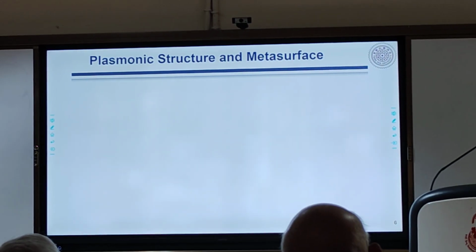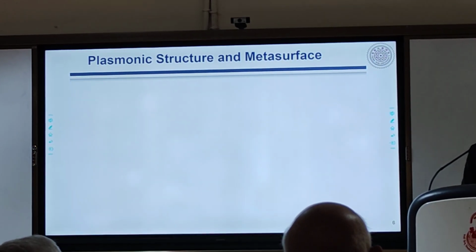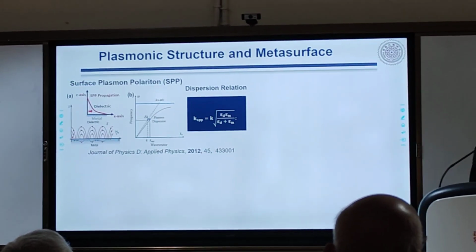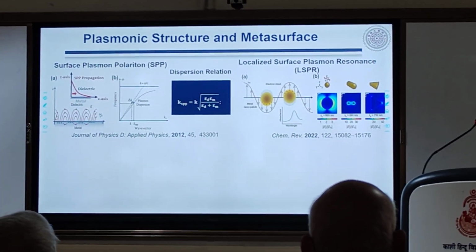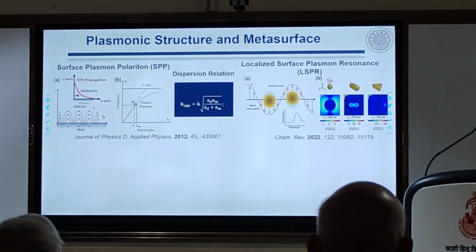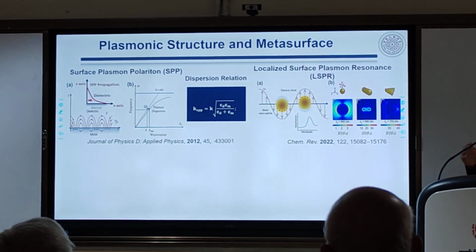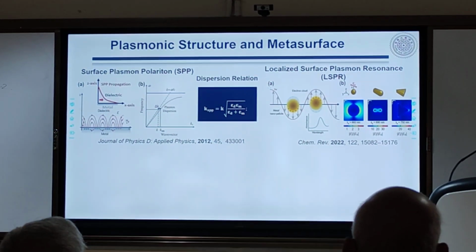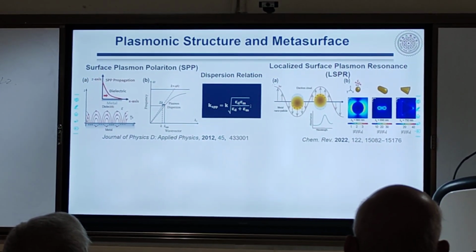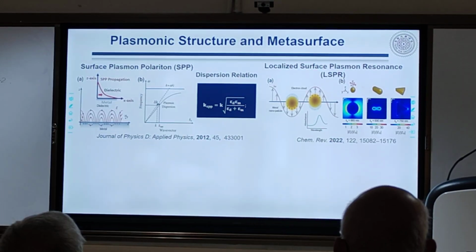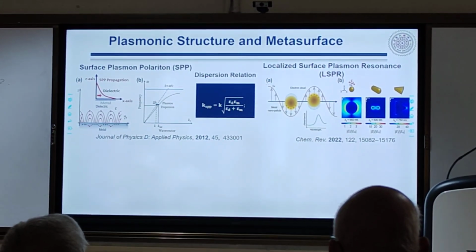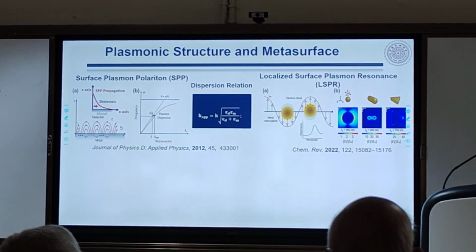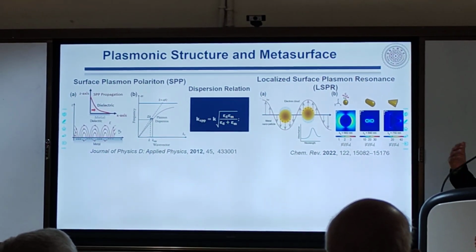Okay, so plasmonic structures and metasurfaces. What is plasmonics? Plasmonics has two phenomena called surface plasmon polaritons and localized surface plasmon polaritons. What is a surface plasmon polariton? A surface plasmon polariton is basically an electromagnetic oscillation at the interface of a dielectric and a metal. Once you solve the Maxwell equations with the appropriate boundary conditions, you can get the dispersion relation. And by using a coupler, you can generate surface plasmons at the different interfaces of metal and dielectrics.